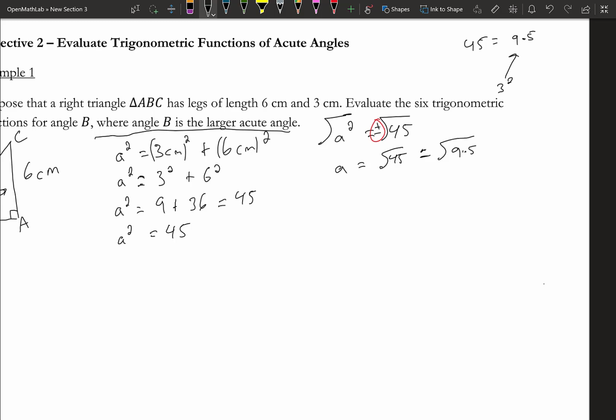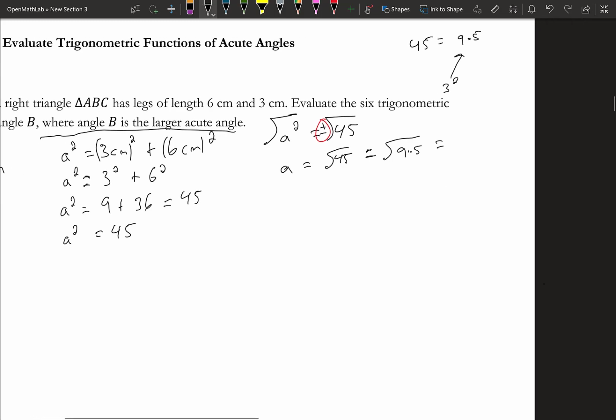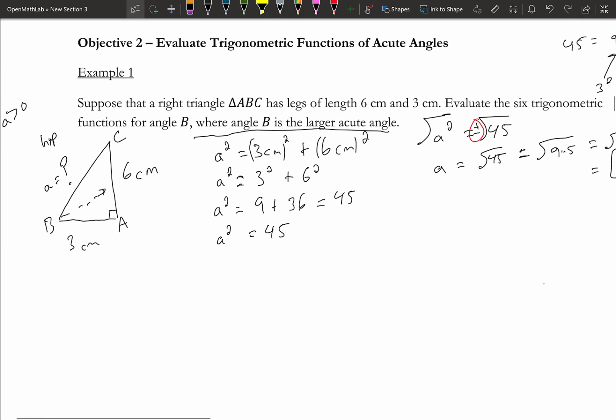And then a property of radicals is that we can write this as radical 9 times radical 5. This should have been a property that you studied in high school. And then radical 9 is just 3, so this becomes 3 radical 5. So this is the simplified answer. So a is equal to 3 radical 5.